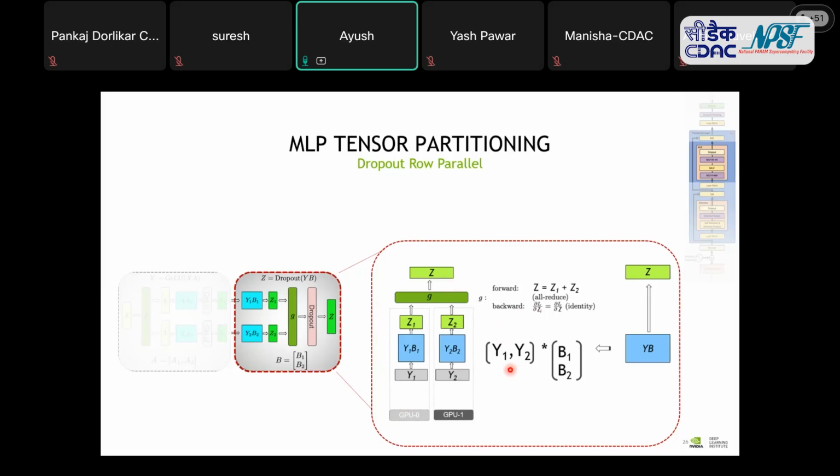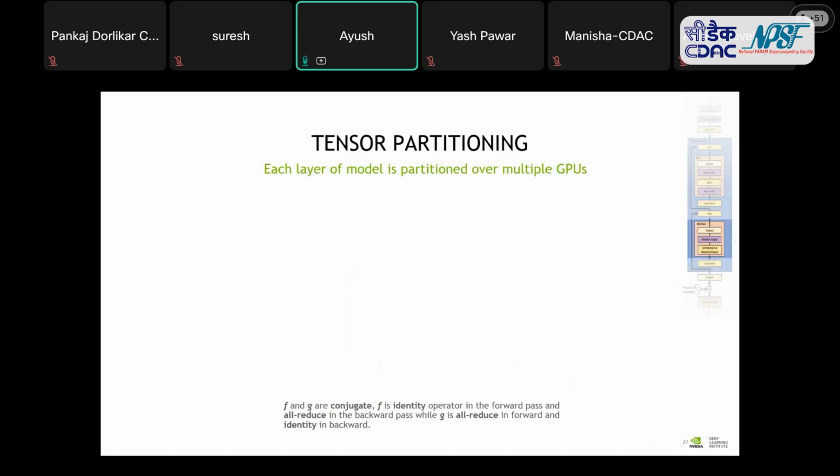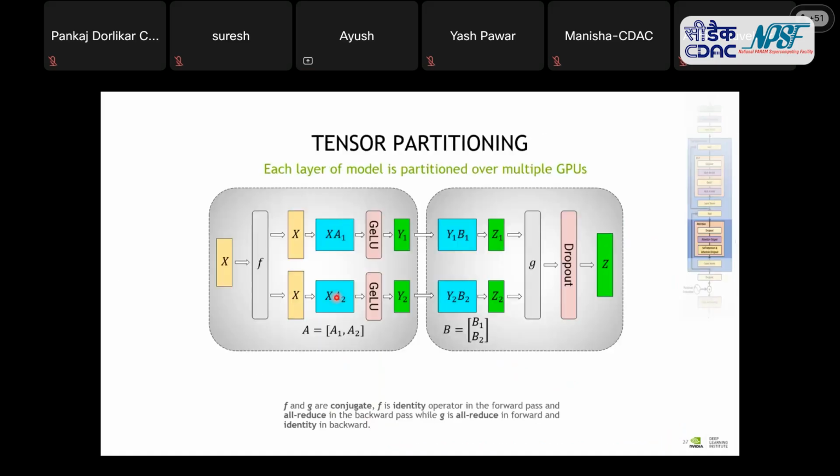And this becomes kind of a conjugate. There is a column parallel GeLU operation for the A1 and A2 that we do, and a row parallel dropout operation in the dropout case. These are conjugate operations, and this becomes easier to implement. So F, for this particular part, is identity in the forward pass and all-reduce in the backward pass.